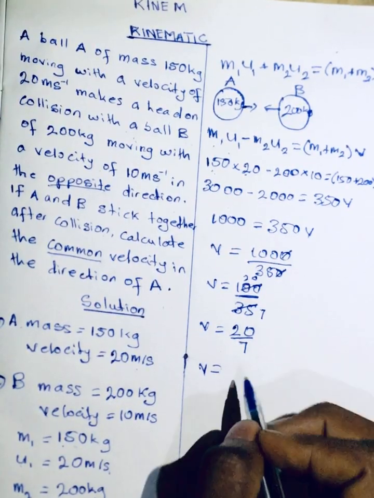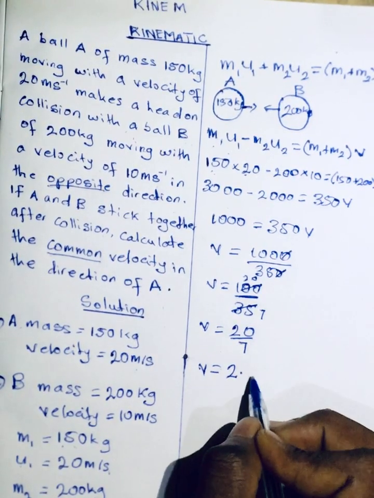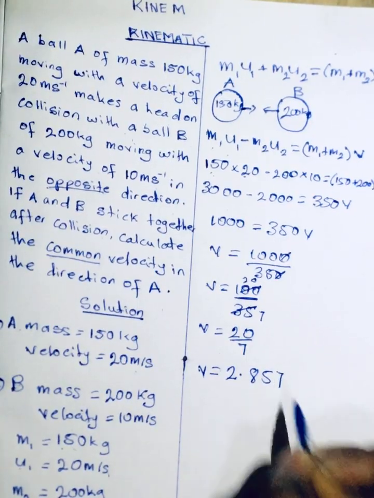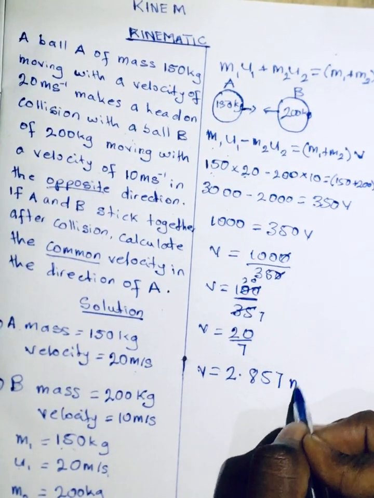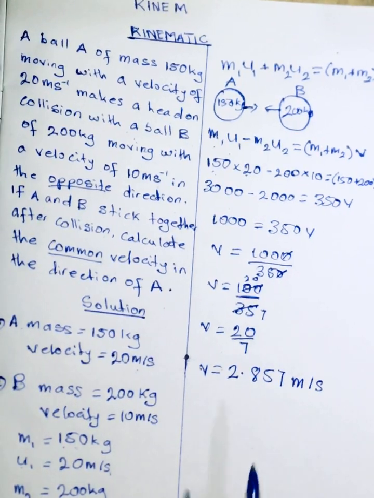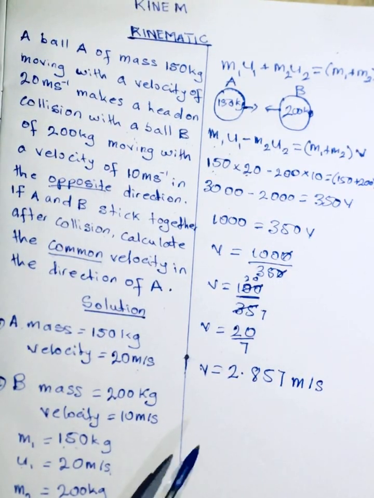So the common velocity will be equal to 2.857 meters per second. So the common velocity of these two bodies after the collision will be 2.857 meters per second.